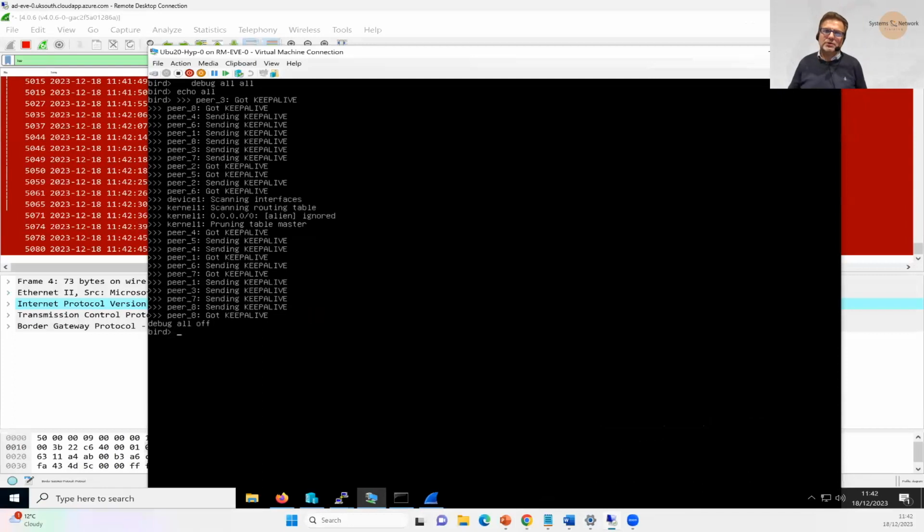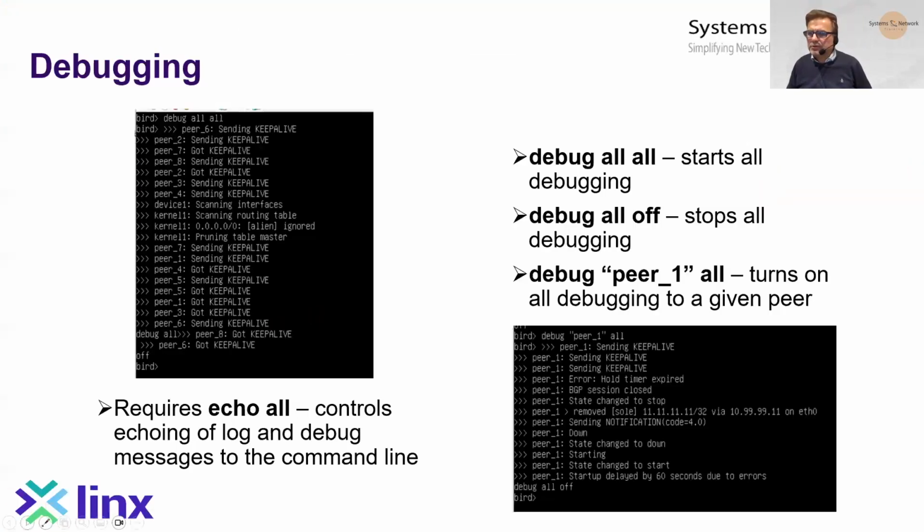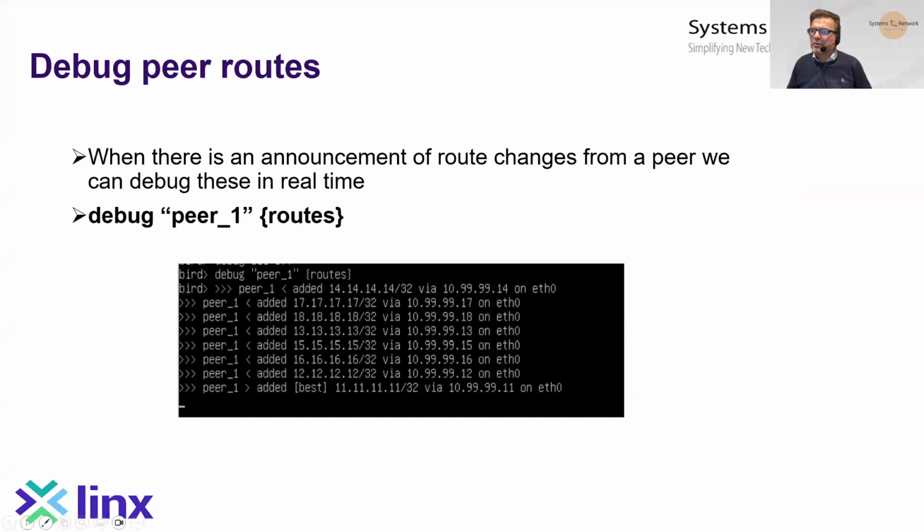We don't have to go into Wireshark. I've got the luxury of that here, but we can see through the debugging what those sessions look like and which peers are up and running. There's a slide just to show you again the debugging. In this case, we can see routes from a given peer.